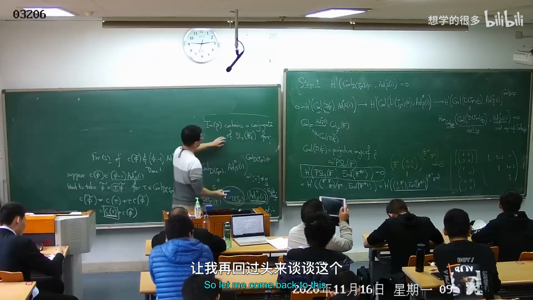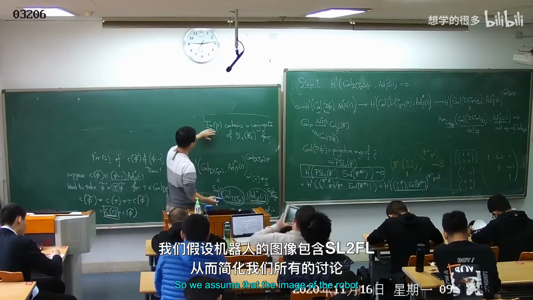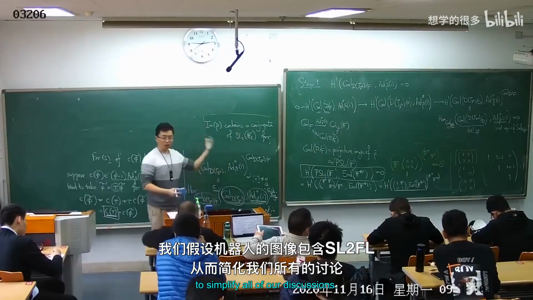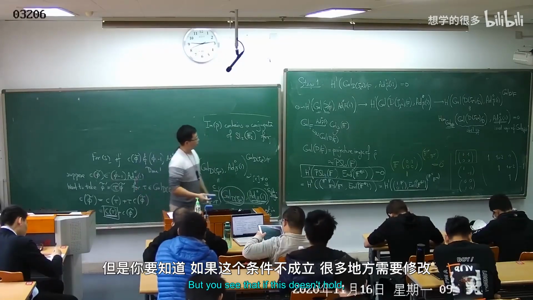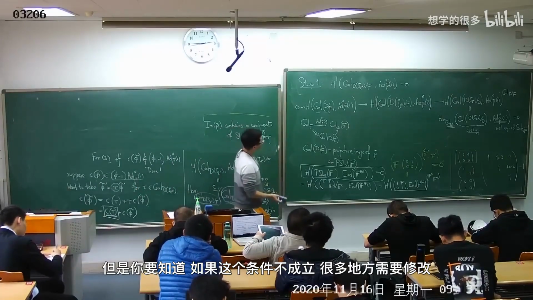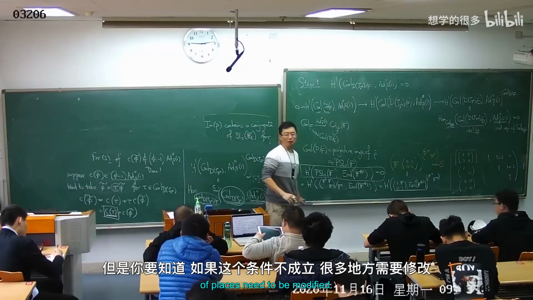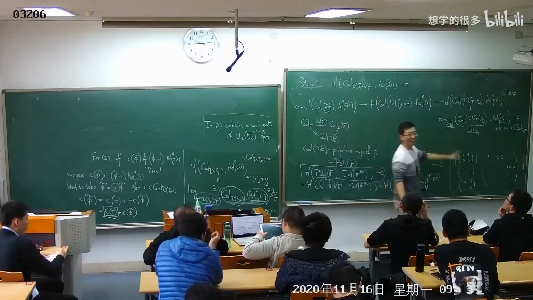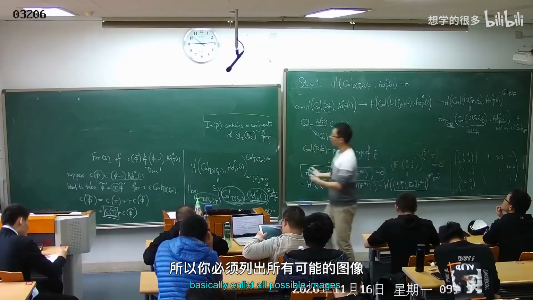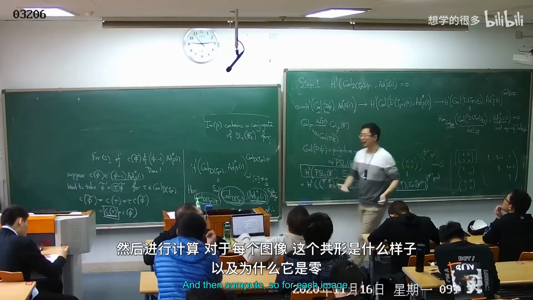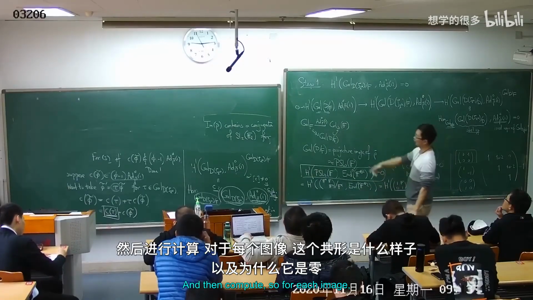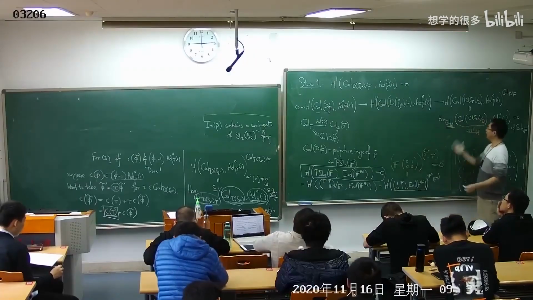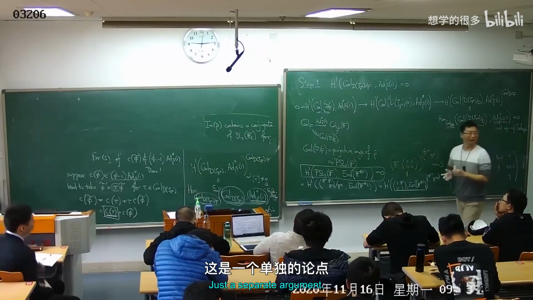So let me come back to this. We assume that the image of the rho bar contains SL2(F_l) to simplify all of our discussions. But you see that if this doesn't hold, there are lots of places that need to be modified for each of the computations. You have to enlist all possible images and then compute, for each image, what this cohomology looks like, and why this is 0, and same here, why that's 0. Just a separate argument.